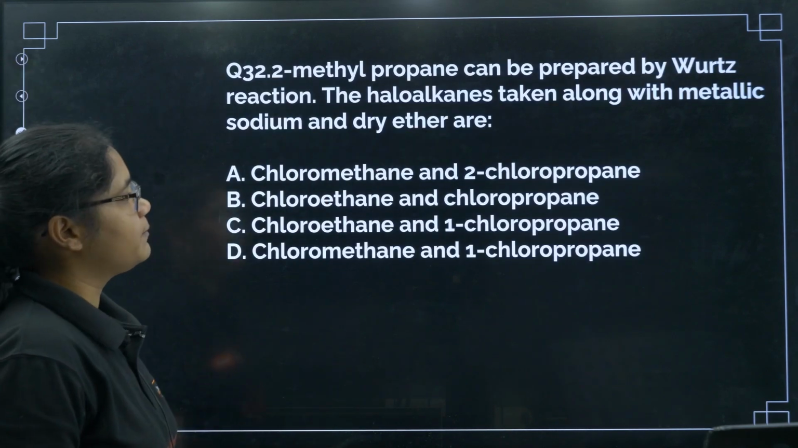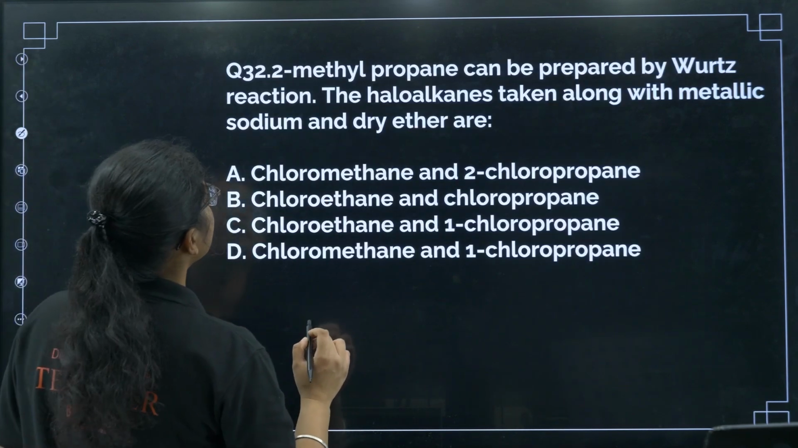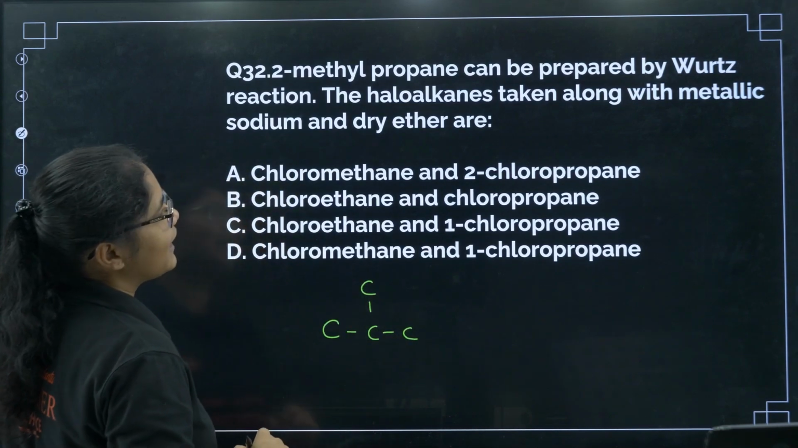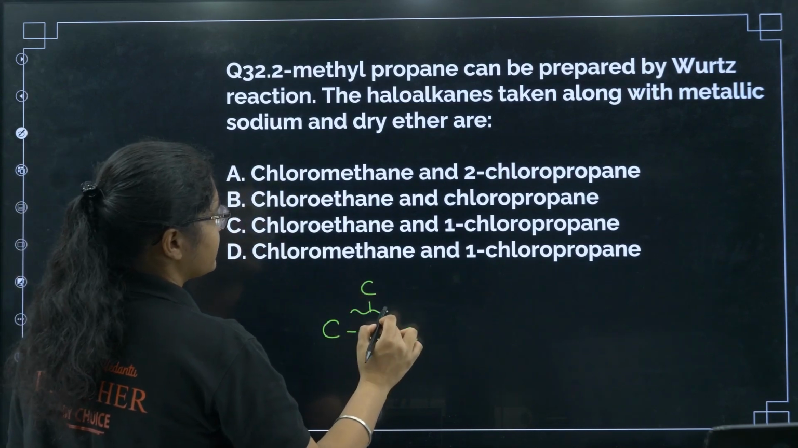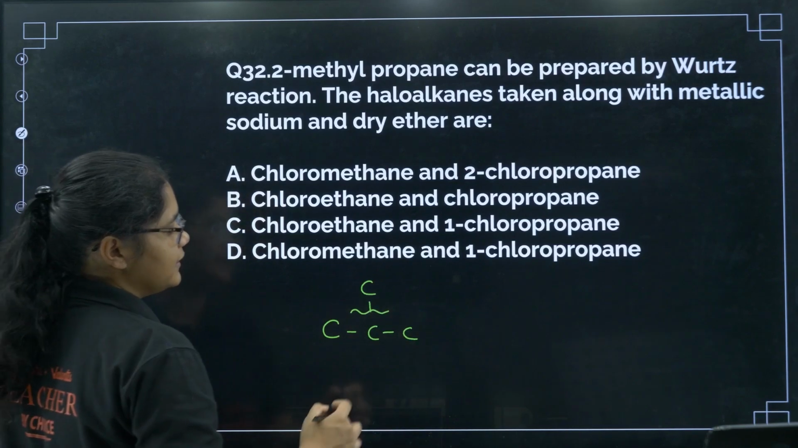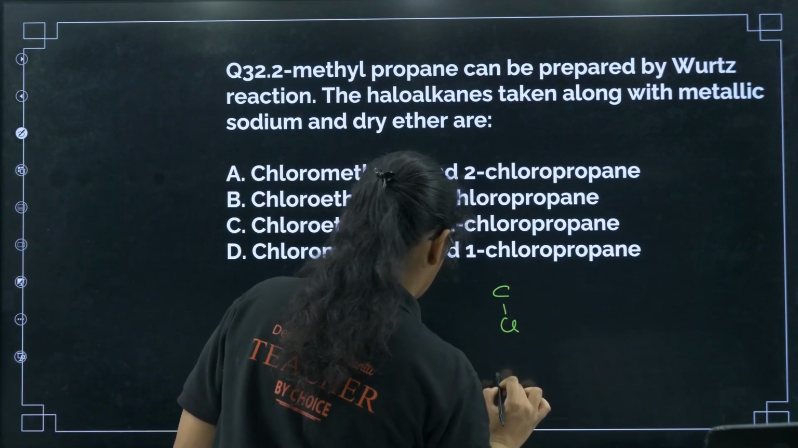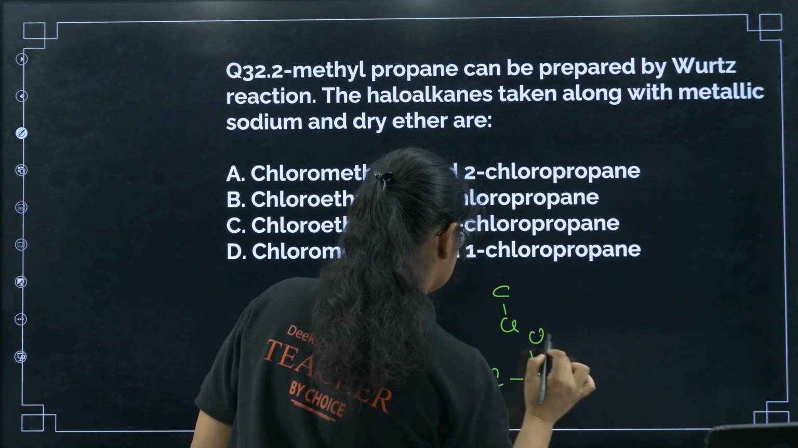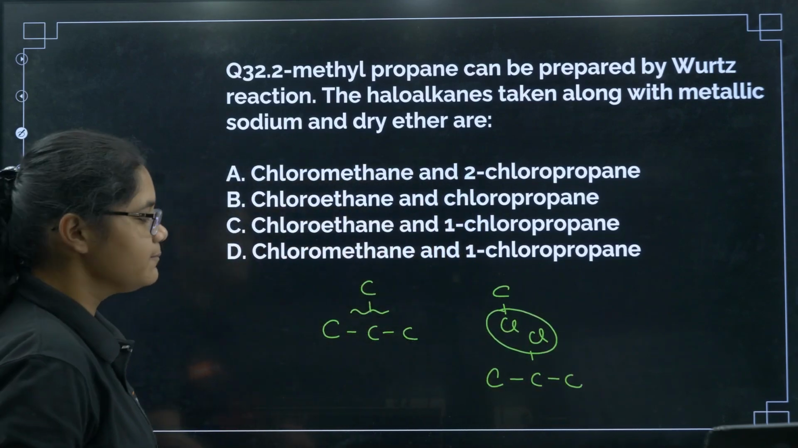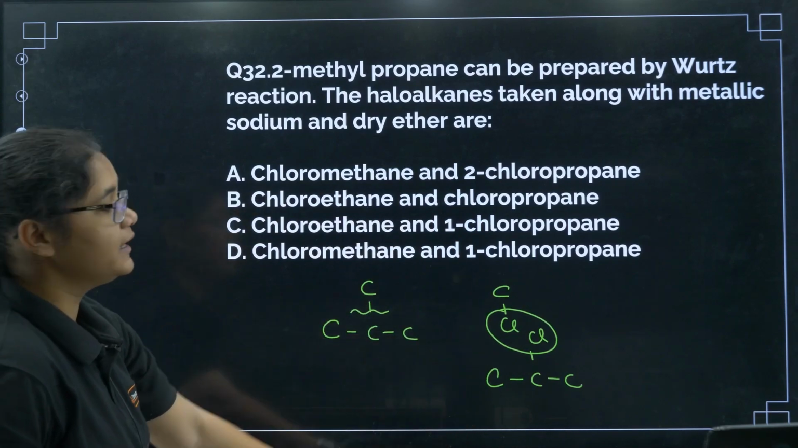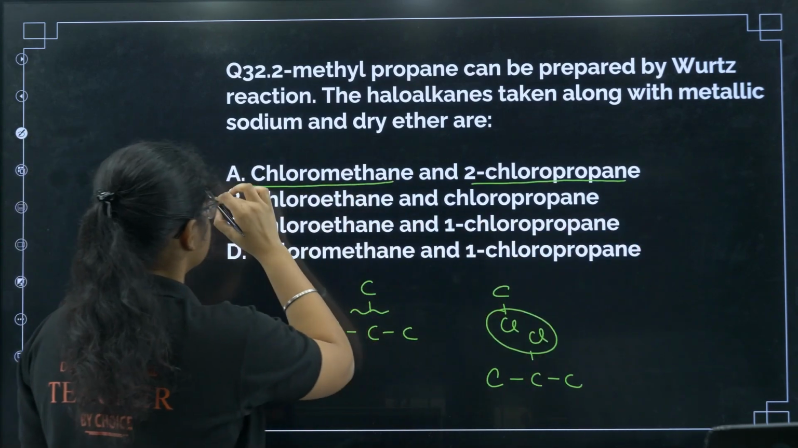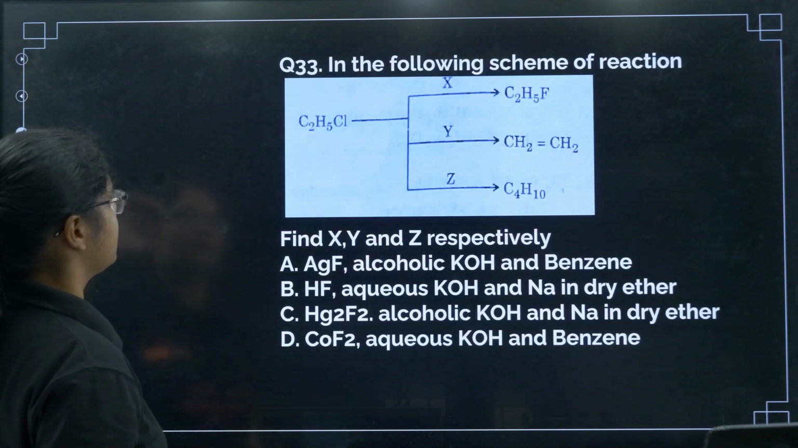Next, 2-methyl propane can be prepared by Wurtz reaction, where the haloalkanes are taken along with metallic sodium and dry ether. So I have this one here, one haloethane, and this one Cl is there. If these two react, I will get this particular compound. So what are the 2 reactants I need? One I need chloromethane and another I need 2-chloropropane. So that is option number A here.